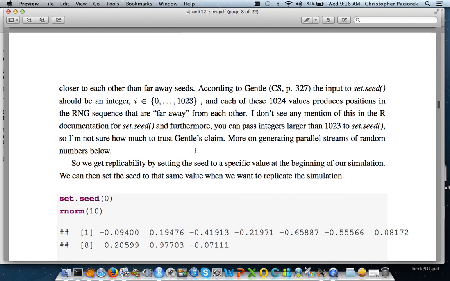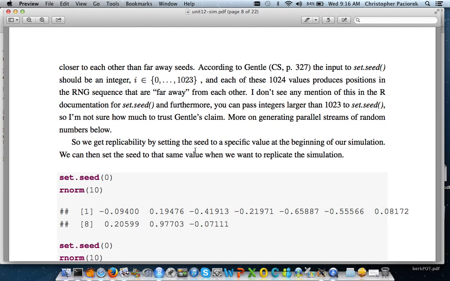There's something I haven't delved into enough to figure out what's going on. The Gentle book says that in R, the input to set the seed should be an integer between 0 and 1023, and that each of those 1,024 values is going to give you a place in this very long, in some sense far away starting point in this very long sequence of pseudo-random numbers. Turns out you can pass in numbers like -2 or 2033, which is bigger than 1023, and it still seems to behave fine. So I'm not exactly sure why Gentle has that reference in there. But let's just see a quick example of this.